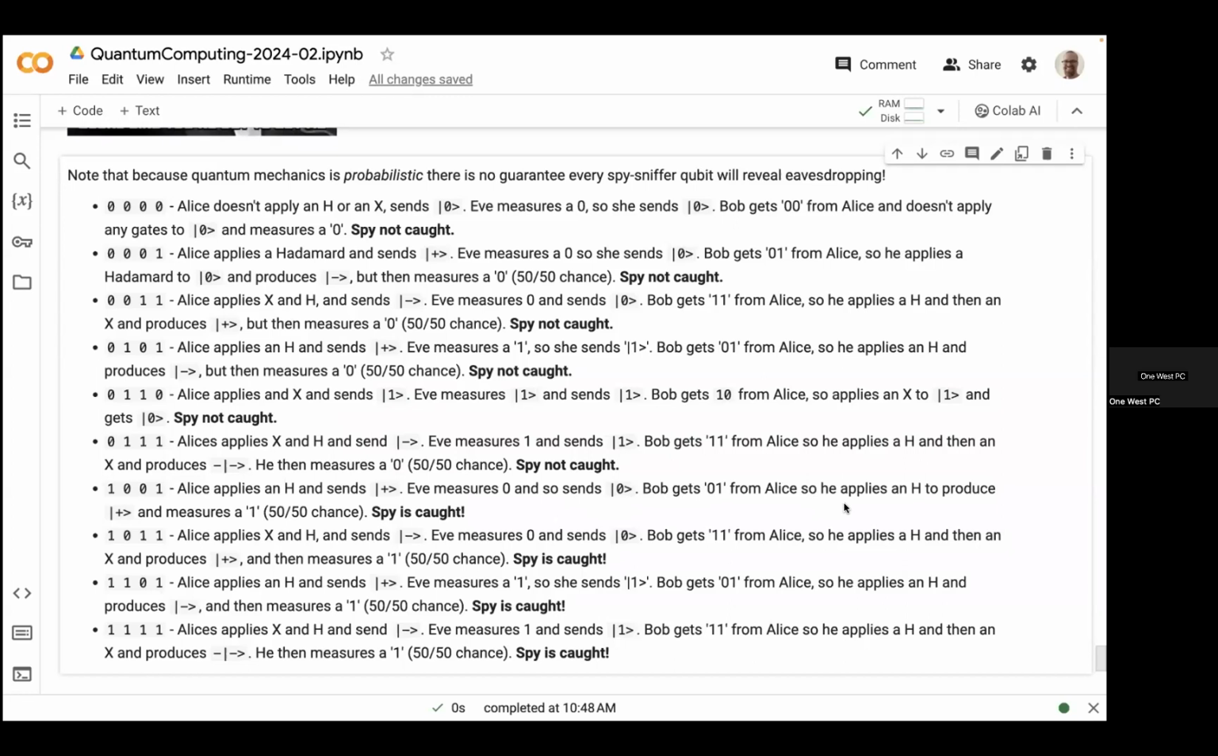Maybe he got a 0, right? In which case he wouldn't have caught her, but here he got a 1, so he caught her. He realized there was a tampered-with qubit in this message.